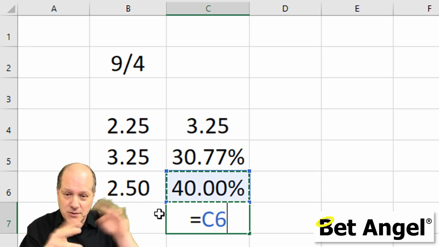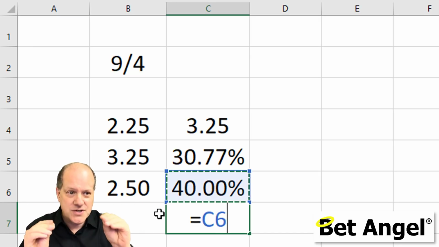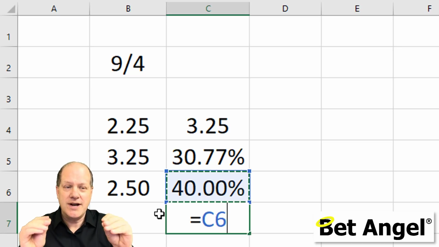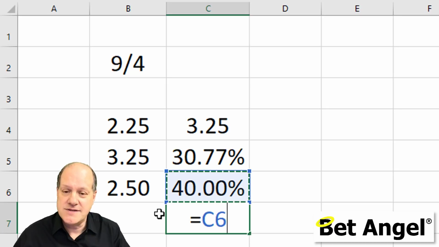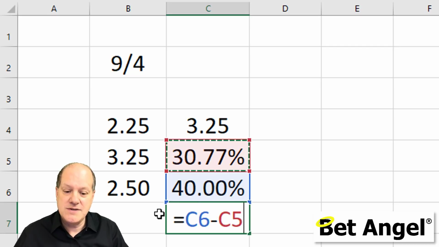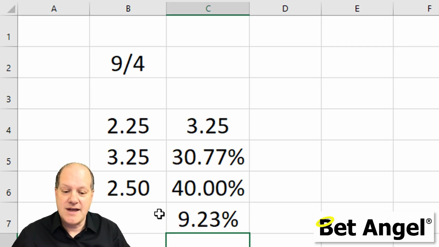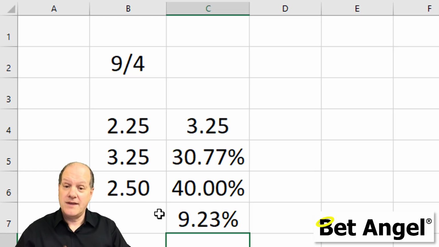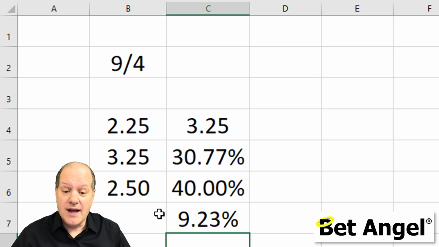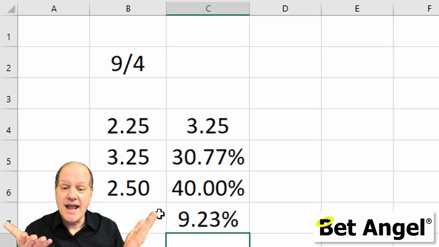Why? Well, if we look at this, we think it's got a 40% chance of winning. We've done all of our stats, we've done all of our maths, we've religiously thought through the whole thing, and we've come to the conclusion that there's a 40% chance of this happening. However, the bookmaker thinks there's only a 30% chance. So if we do 40% minus that 30%, can you see that says 9.23?